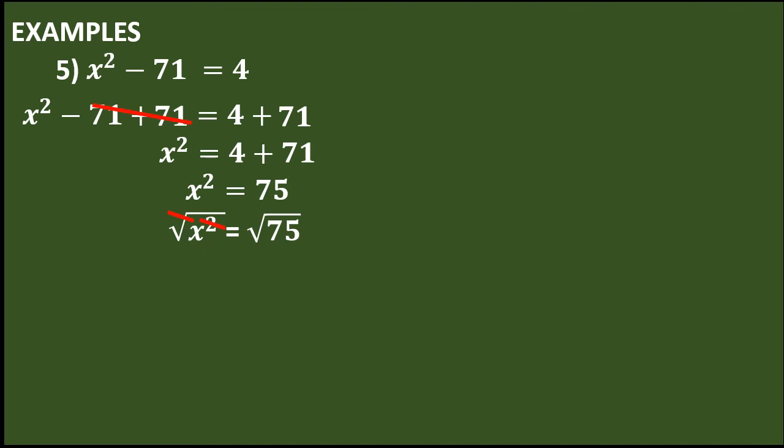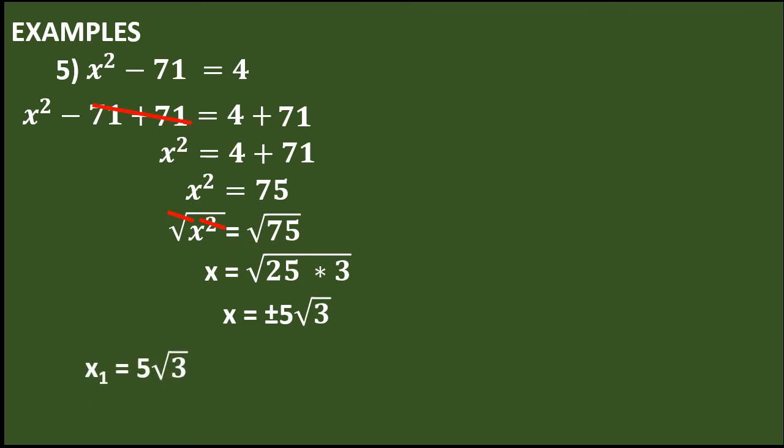But what about square root of 75? How can we simplify that? Since 75 is not a perfect square, you have to think of two factors of 75 that include a perfect square, and that is 25 and 3. We can get the square root of 25, which is positive and negative 5, and we can write that outside the radical sign. It will become x is equal to plus or minus 5 square root of 3. Our x sub 1 is equal to 5 square root of 3, and x sub 2 is equal to negative 5 square root of 3.